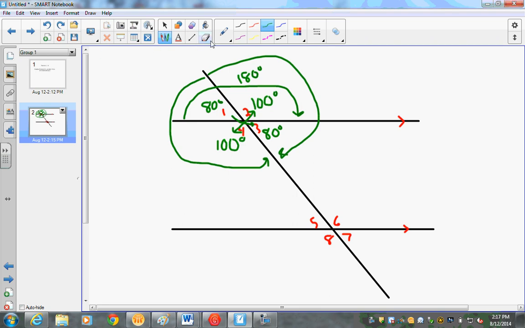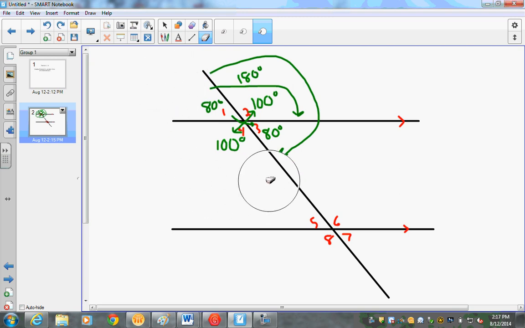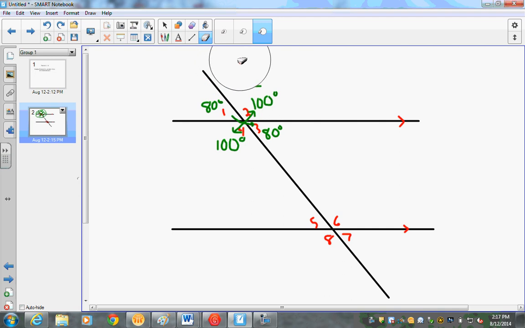Okay, so let me clean this up a little bit. Feel free to pause the video if you need additional instruction, or maybe if you're writing things down and I'm going a little too fast. All right, so we have 80, 100, 80, 100.